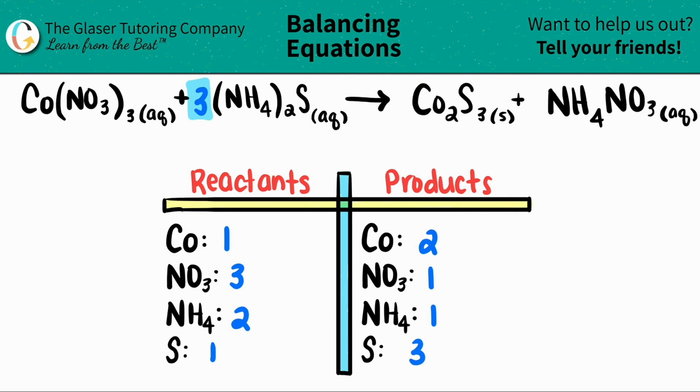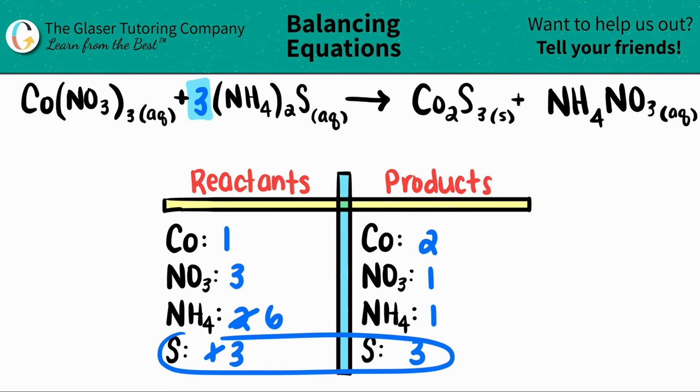Whenever you put a coefficient, you gotta be fair. You have to distribute that 3 to all of the polyatomics and the elements that are in that compound. So 3 times 2, how many total ammoniums do I now have? I have 6 ammoniums, 3 times 2 is 6. So I'm going to scratch out the 2 and put a 6. And then I have 3 sulfurs, because 1 times 3 is 3. And then the sulfurs are balanced.